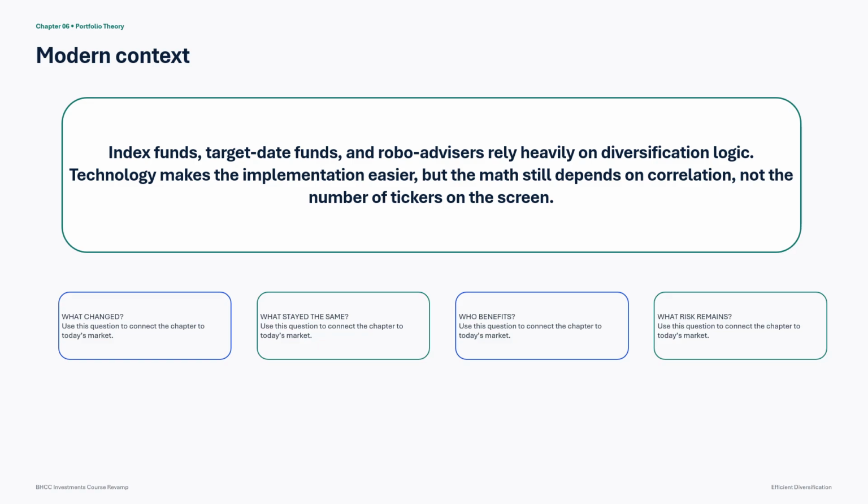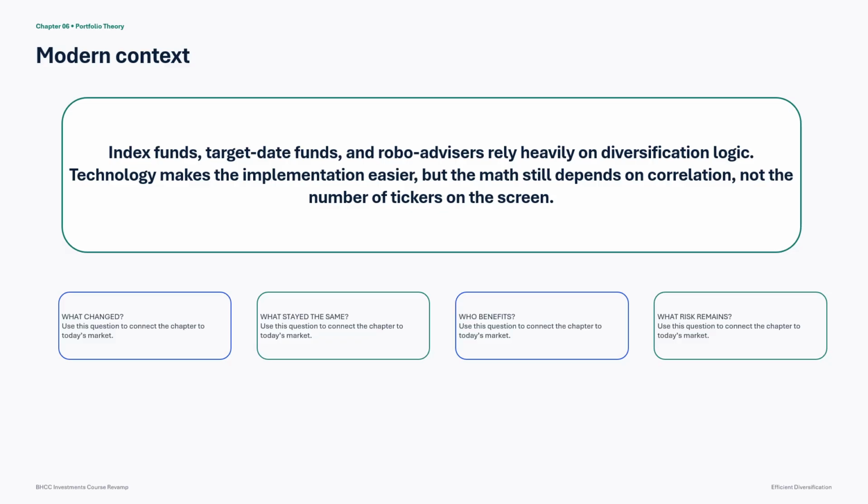Who benefits? Investors who need simple, disciplined, diversified exposure can benefit greatly. Automatic systems can reduce inertia and prevent one winning asset from quietly taking over the portfolio. What risk remains? Common holdings can create hidden concentration. Target date funds with the same retirement year can use different glide paths and risk levels.